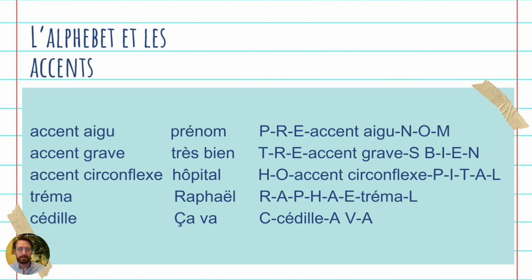The tréma, this will cause us to pronounce the E essentially. So rather than without the tréma, it would be Raphaël, but it's Raphaël. And then cédille, it causes the C to sound like an S. So when a C precedes, for example, an A, without the cédille, it would be cava. But in this case, since there's the cédille, we would say ça va.